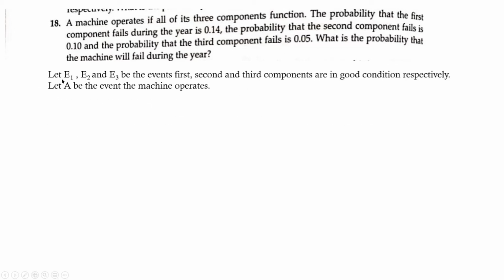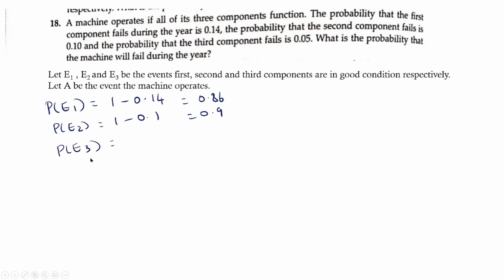So what we can do, let E1, E2 and E3 be the events, first, second and third components are in good condition respectively. So here probability of the component fails is given, but we have taken E1 as the event, first component is in good condition. So probability of E1 will be 1 minus 0.14, which is 0.86. And probability of E2 will be, so E2 is the event, the second component works in good condition. Probability of E2 will be 1 minus probability that the second component will fail. So it is 1 minus 0.1, which is 0.9. And probability of E3, that is probability that the third component will work in good condition, will be 1 minus 0.05. This is 0.95.